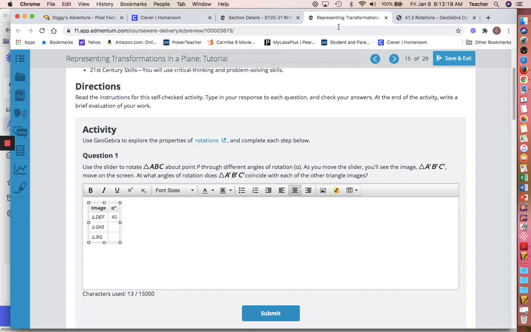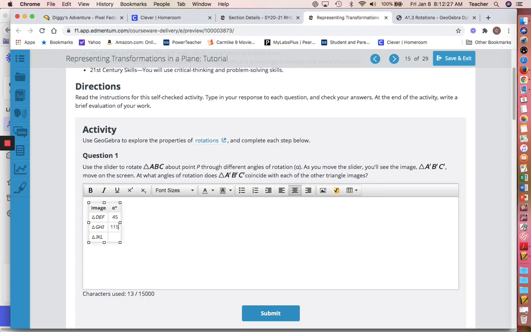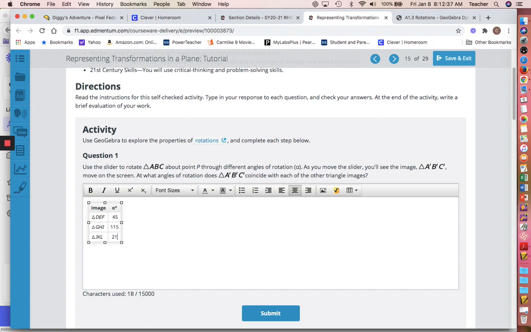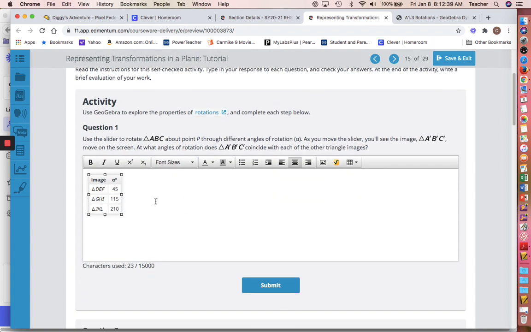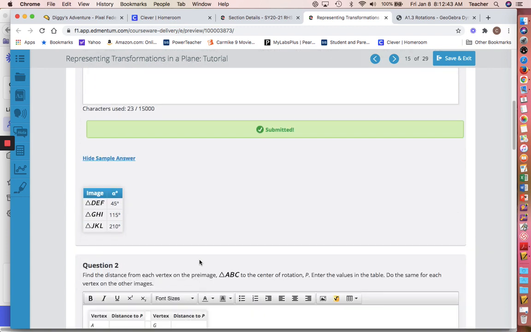All right, now the GHI. Move it till it lands on GHI. Looks like it's 115. And JKL. Slide it on around. All right, so 210 degrees. Yeah, I think that's all I had to do. All right, cool. So I'm going to submit. Hey, look at me go.